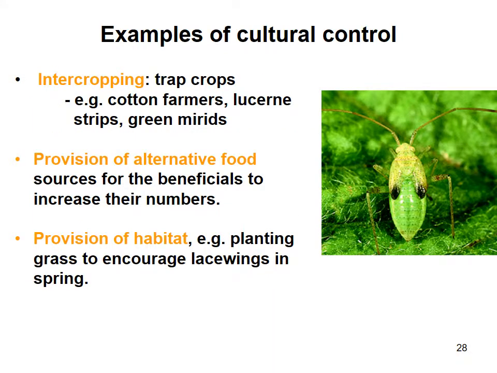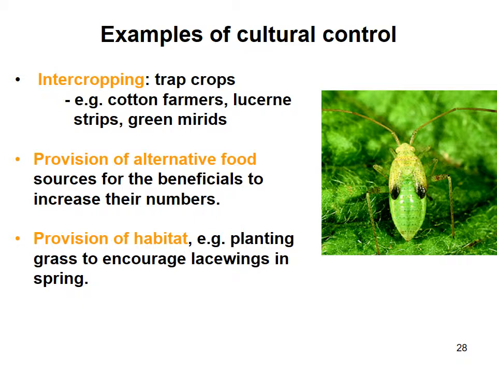Another example involves intercropping or trap crops. These are sometimes used to attract pests, and once in place, they can be treated with insecticides or managed within the trap crop. And the aim here is to provide pests with a suitable food or host plant that is not the main crop being grown. So, for example, cotton farmers may plant lucerne strips to attract green mirids. These are bugs that are very common in crops.